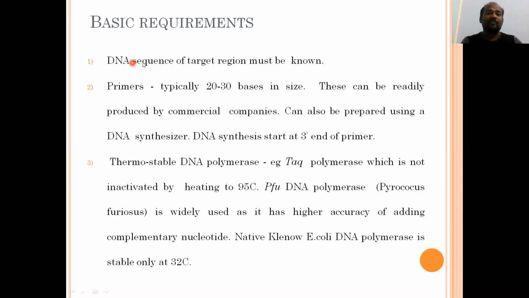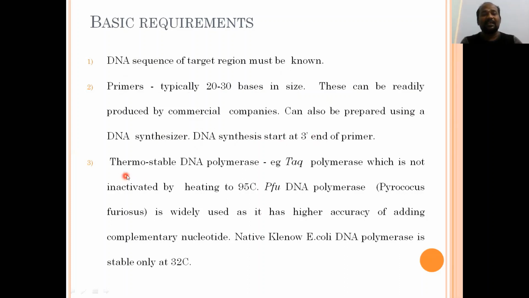So first of all, we need a DNA sequence of interest, and second is primers. Primers are typically 20 to 30 bases in size. Simply speaking, primers are small DNA pieces. There are reverse and forward primers. These primers can be readily produced by commercial companies and can also be prepared using a DNA synthesizer. This primer will initiate the DNA synthesis at the 3 prime end.